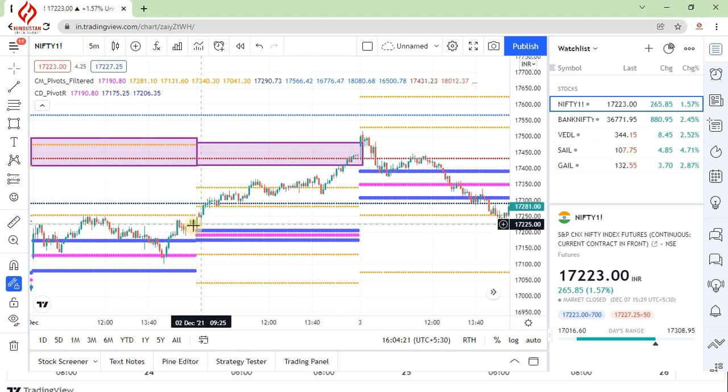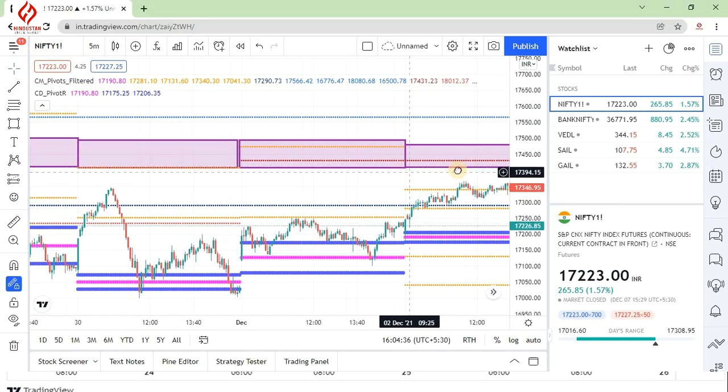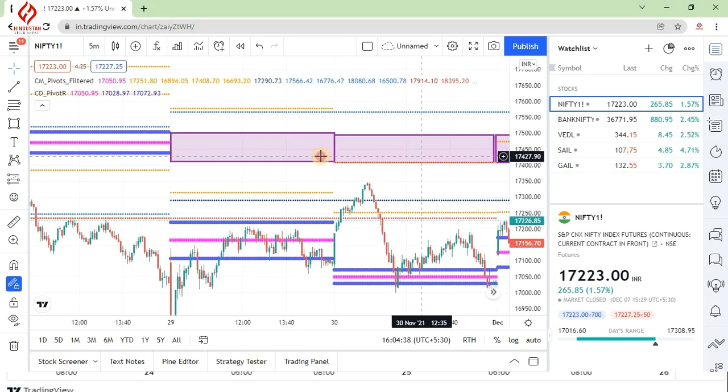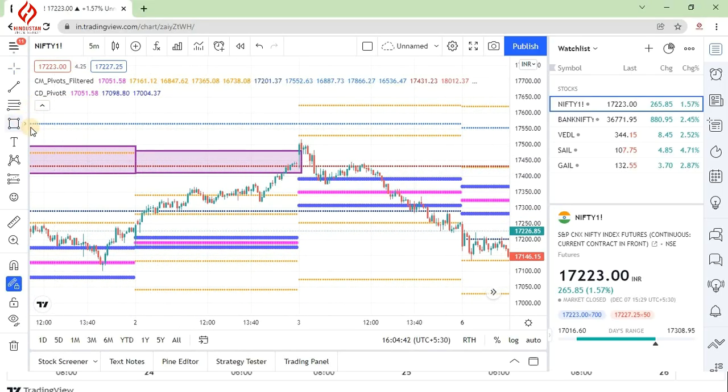Almost the fourth day this is. And moreover it is powerful only in the morning session. So suppose you have taken a long trade here, you just book your profit once price comes near the virgin CPR. And how many days have we marked? 1, 2, 3, 4, and even the fifth day also it works.